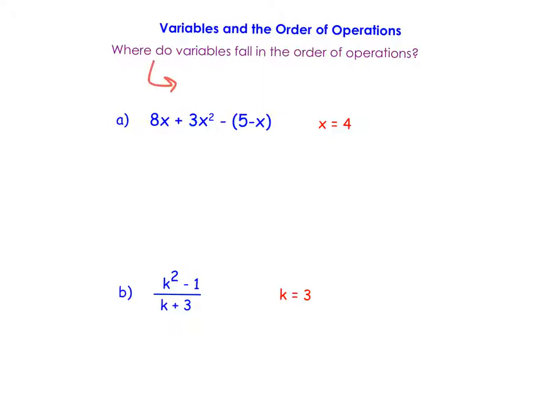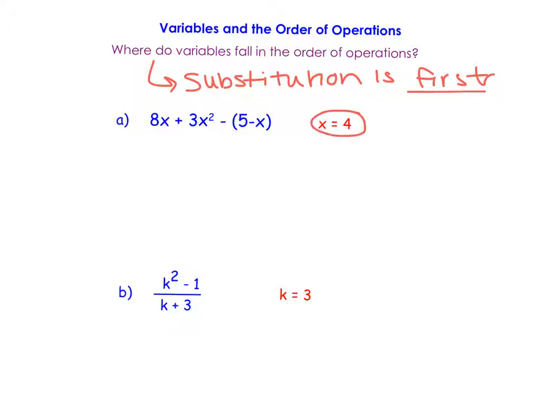Now, if you want formal notes written out on this, where do the variables fall in the order of operations? The substitution is first. So the first thing we do is we go through and we substitute in any variable values that we have. So for example, here I can see that X is equal to 4. So as I tackle this particular problem, I'm going to replace every X with 4. So I have 8 times 4 plus 3 times 4 squared minus, then I have 5 minus 4.